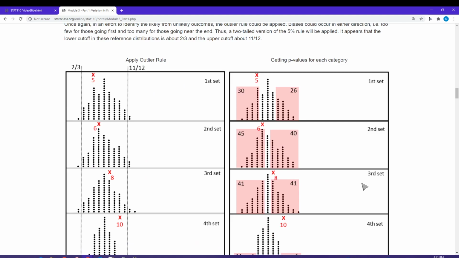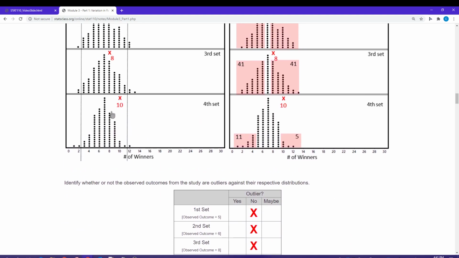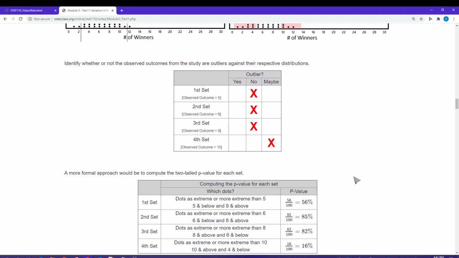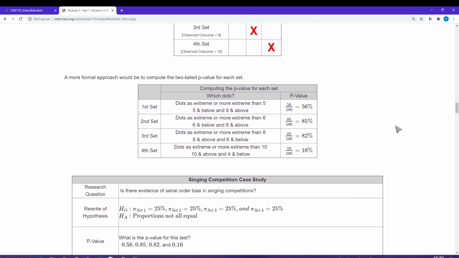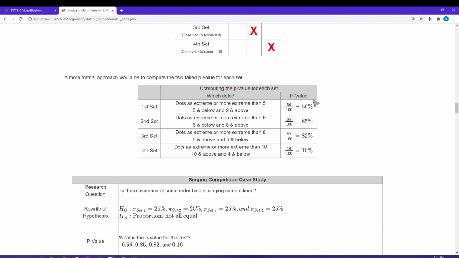Okay, so let's keep moving on here. It doesn't look like any of them are outliers. The fourth set tends to look like it's starting to push that upper edge, but it's not technically an outlier. We could do p-values here, so I went ahead and obtained the p-values up here on the right side for all of those 4 sets. Here's what those p-values would be.